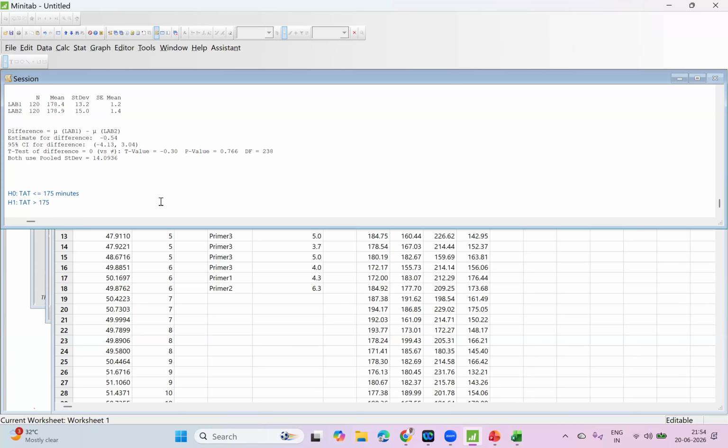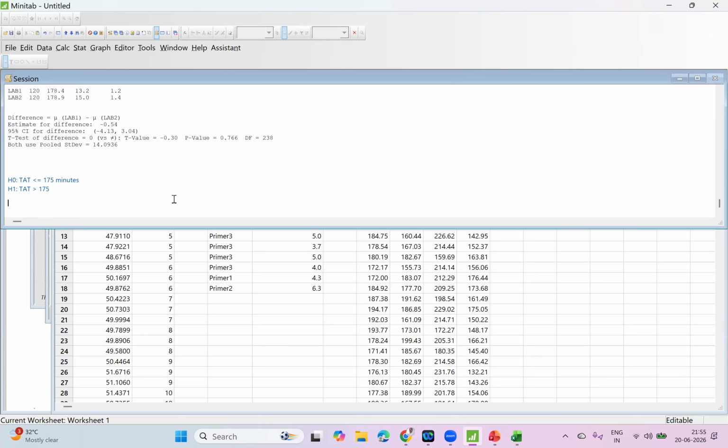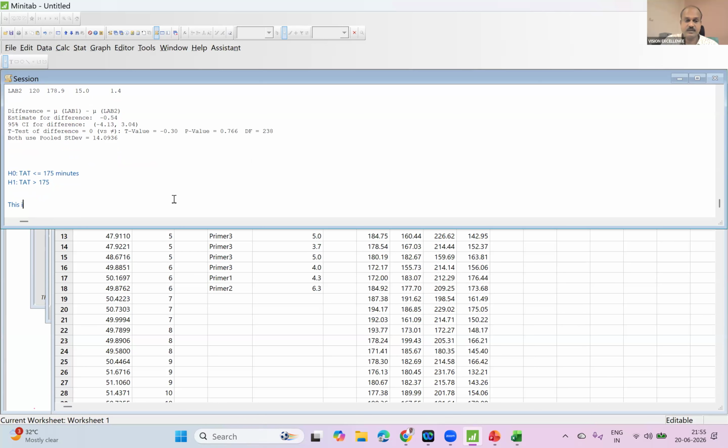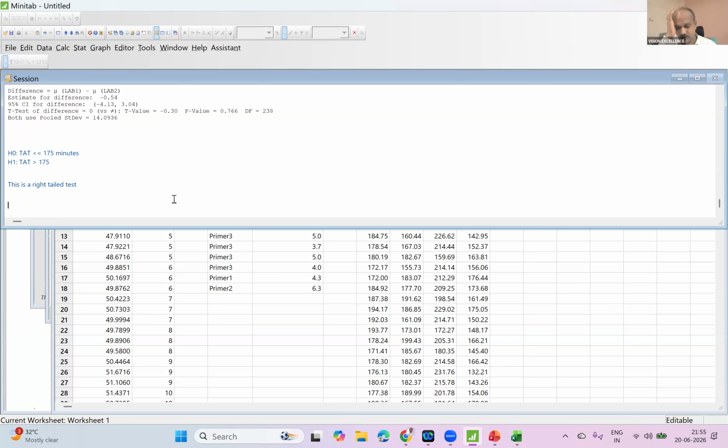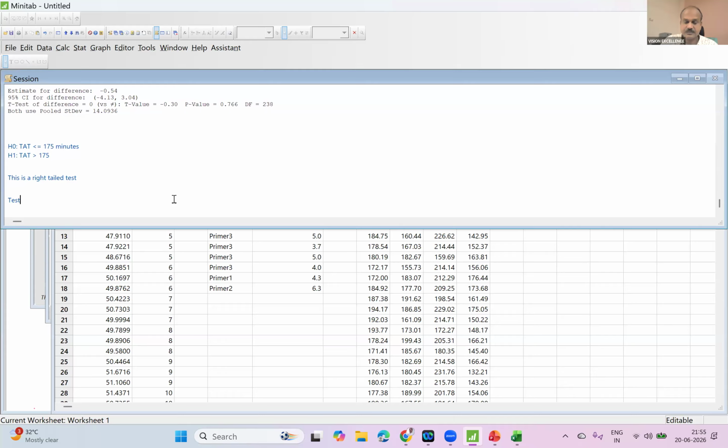Greater than 170. This is a right tailed test. What is the test I should do? One sample t-test. Very good. No, t-test only. Z test is not suitable here.